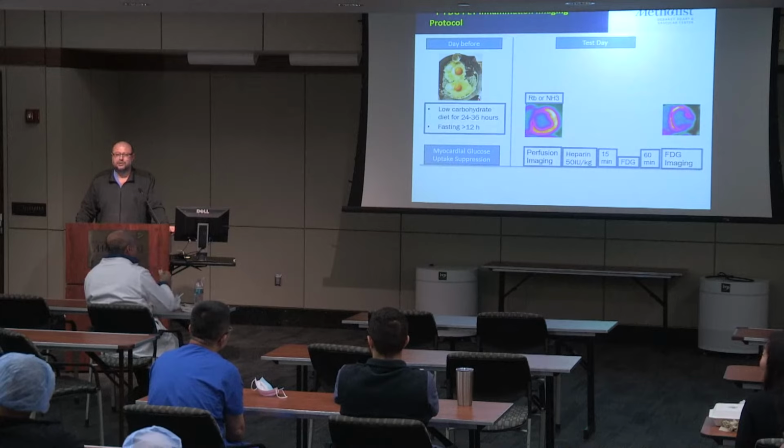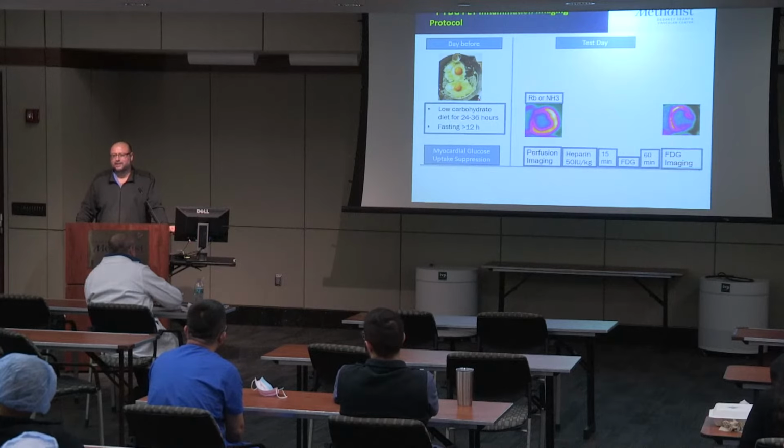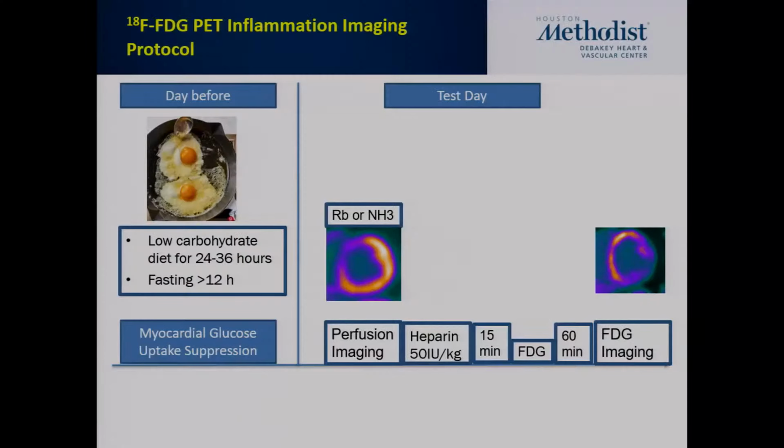Some labs have used just prolonged fasting, but our experience is if you really want to be sure that this uptake is not coming from the myocyte, you need to limit the carbohydrate the day before. And then we ask them for a prolonged fast, minimum 12 hours, but it should be longer. Then when they come to us, we do a perfusion scan to see where the defect is.